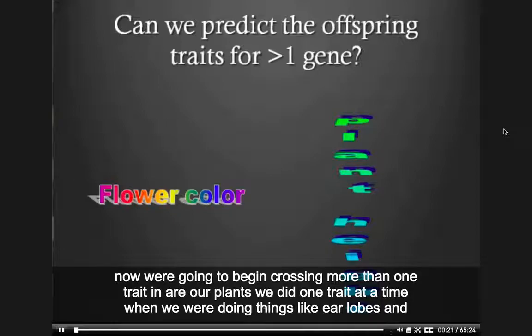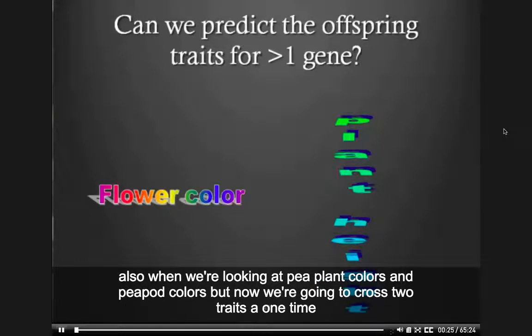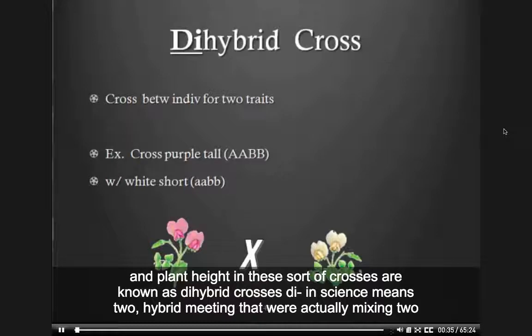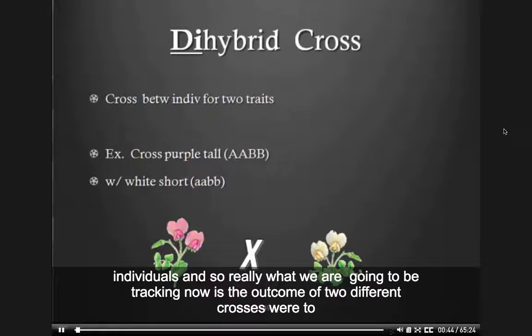We did one trait at a time when we were doing things like earlobes and also when we were looking at pea plant colors and pea pod colors, but now we're going to cross two traits at one time. In this case, I'm showing you flower color and plant height. And these sort of crosses are known as dihybrid crosses. Di in science means two, hybrid meaning that we're actually mating two individuals. And so really what we're going to be tracking now is the outcome of two different crosses.